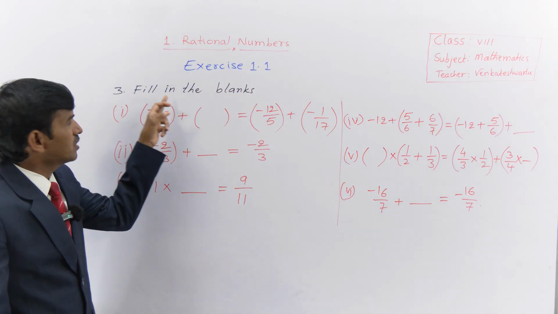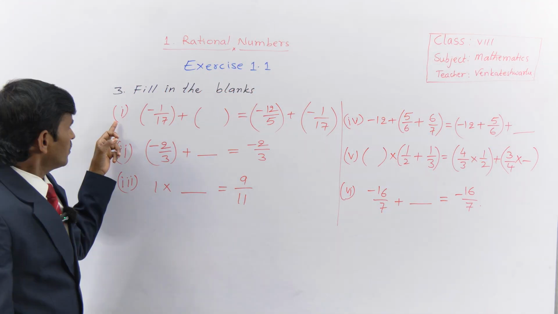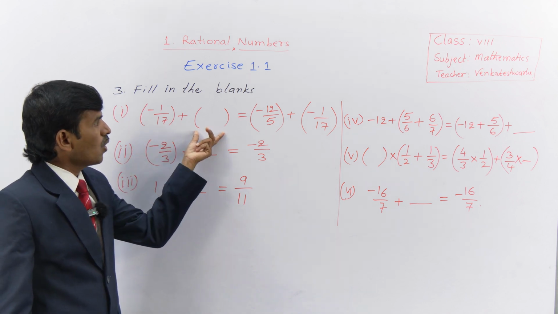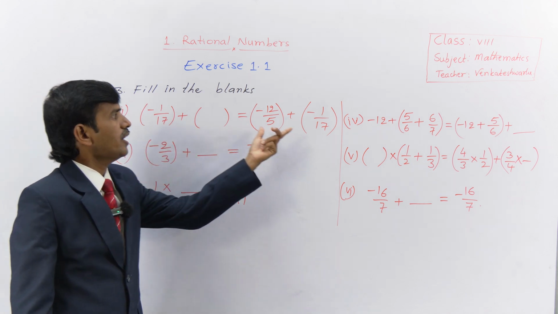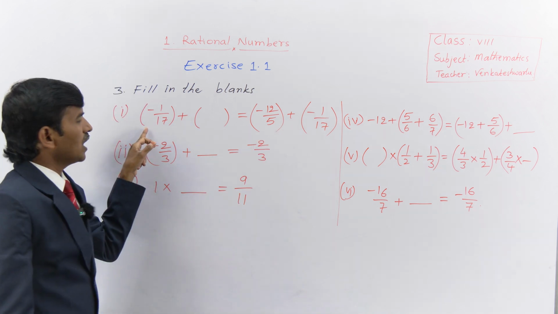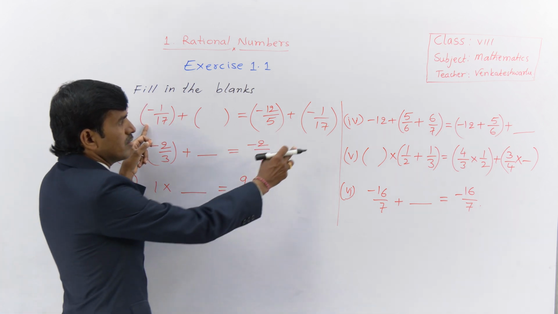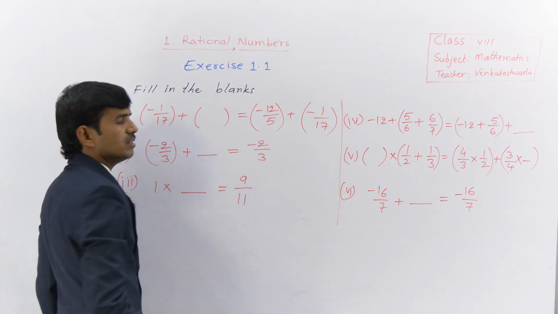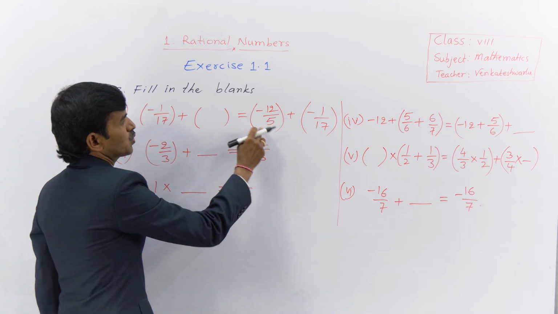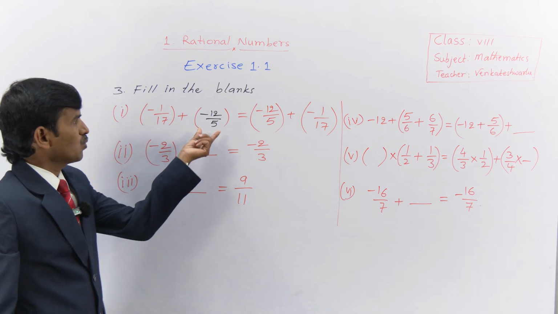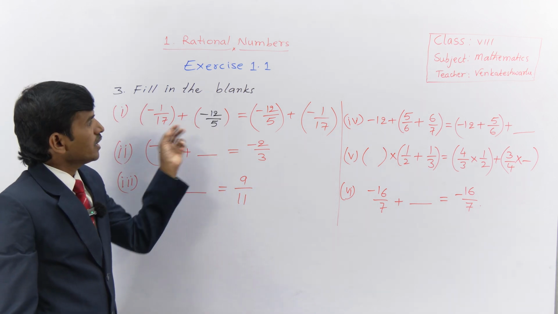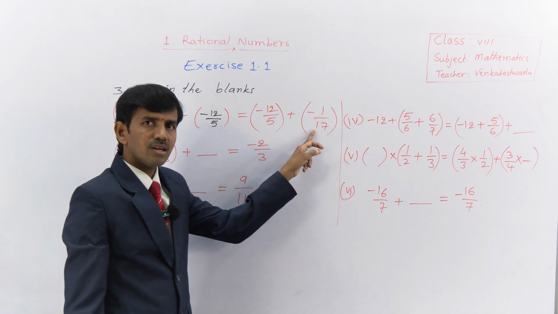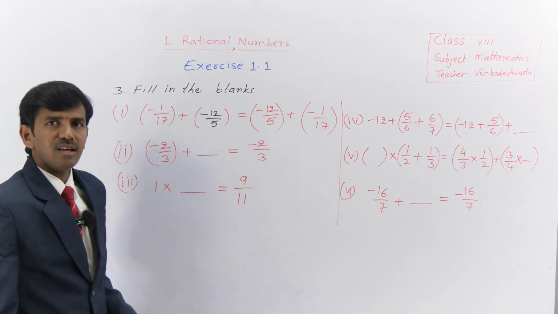Okay, so let us consider the third bit, that is fill in the blanks. So first bit, if you observe, minus 1 by 17 plus so on. If you add some value here, it is to get the RHS. So in the LHS, if you observe minus 1 by 17, in order to become equal, what is the value to be added on the left hand side here? Minus 12 by 5. So the blank is minus 12 by 5. What does it indicate here? A plus B is equal to B plus A. It is the commutative property under addition.